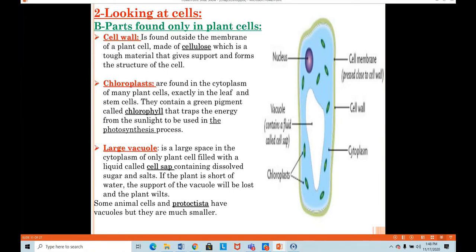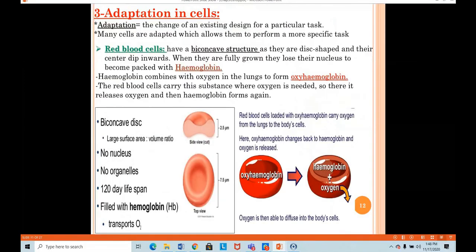So some animal cells and protists have vacuoles, but they are much smaller than in the plant cells. In most animal cells, either these vacuoles are absent altogether, or they are present in very small size, which are known as vesicles. That you are going to study further in your higher grades, inshallah. Not here. If I give you a lot of information for grade 7, you might get confused.